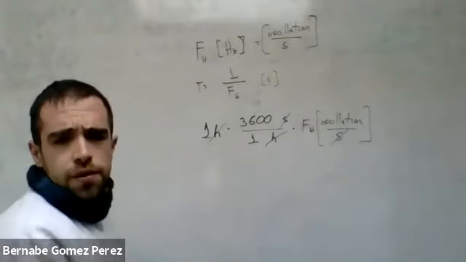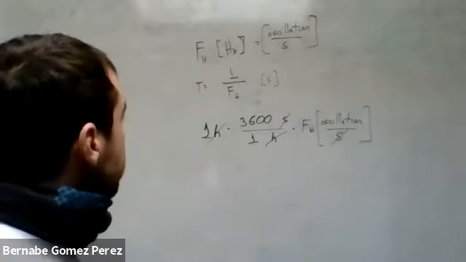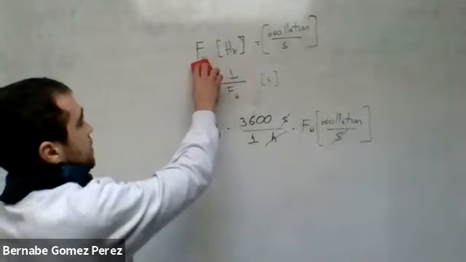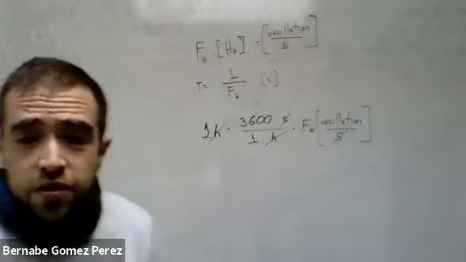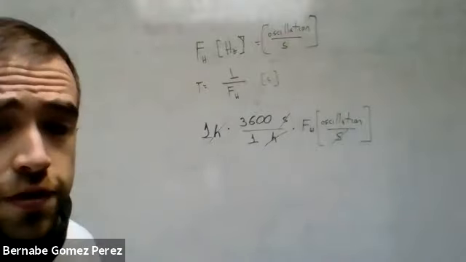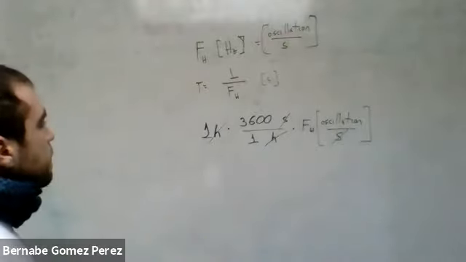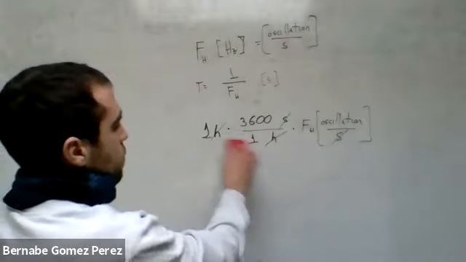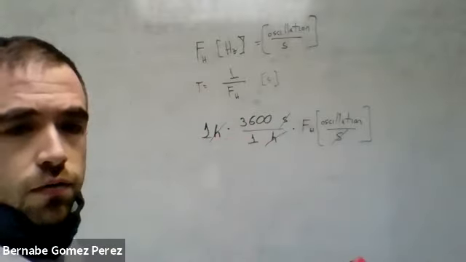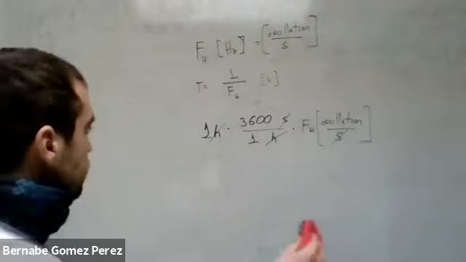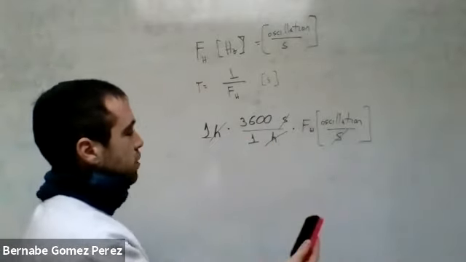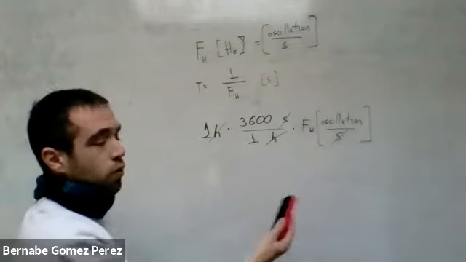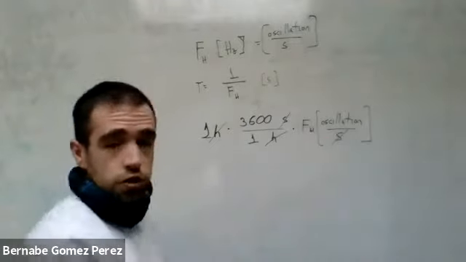Okay, I hope this problem is now clear, okay? So we know that the frequency is oscillations per second. We know that the period is the inverse of that frequency, okay? And then we just have to transform quantities, okay? For example, if we have hours and we want to work out in seconds, or if we have seconds and we want to work out the oscillation, okay?